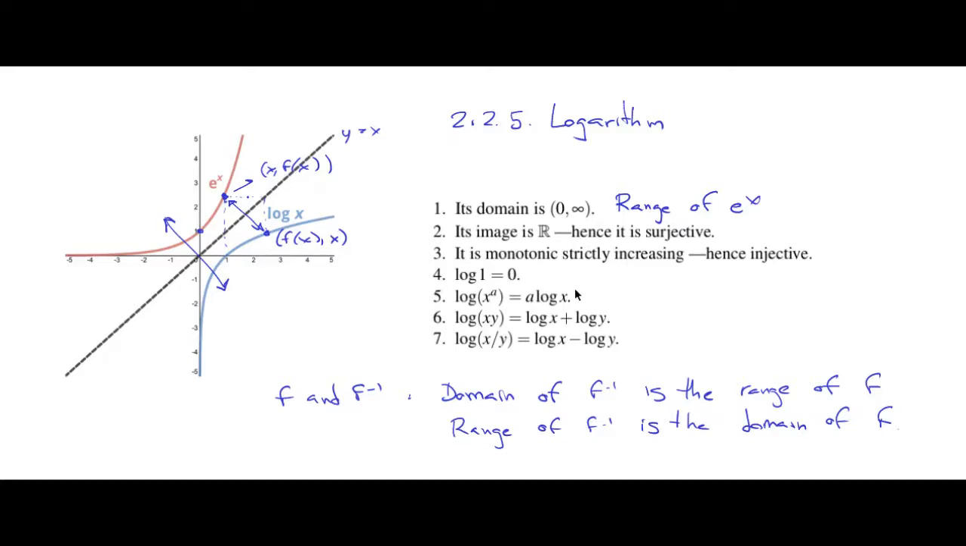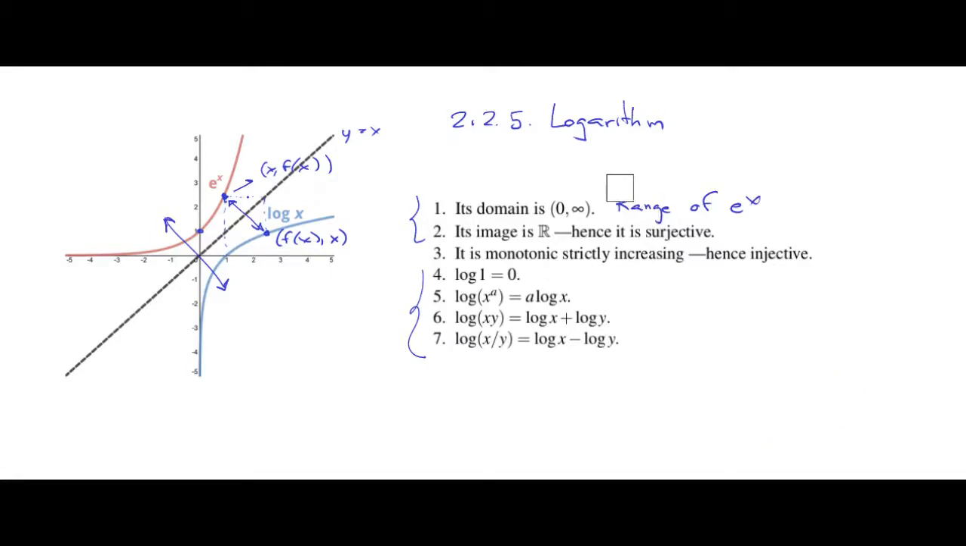And so that's the first two properties. Its domain is 0 infinity. The image of the function is the reals, so hence it's surjective, and it's monotonic strictly increasing, so then injective again, so it's the same as the exponential. You can see the function here. Okay, and now the four last properties, they come from the similar properties of the exponential. Okay, so you can work a bit with them. So we have the exponential of 0 is 1, so that means that 0 is the logarithm of 1.